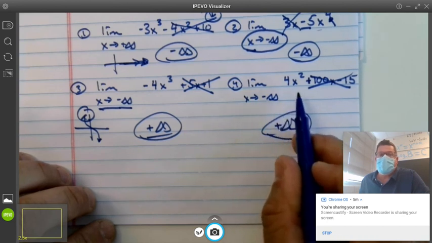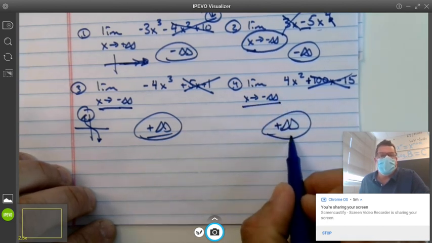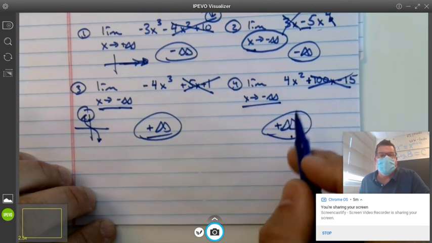It starts high because of the degree and the coefficient out in front.